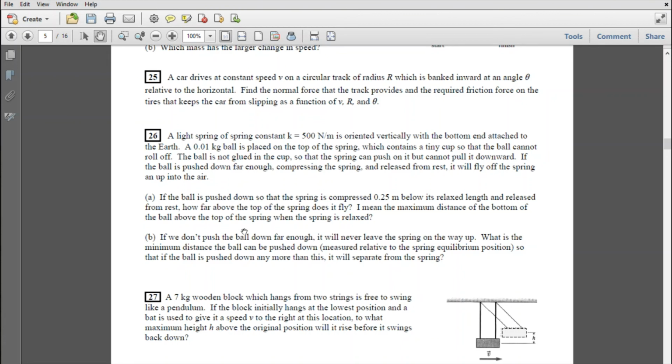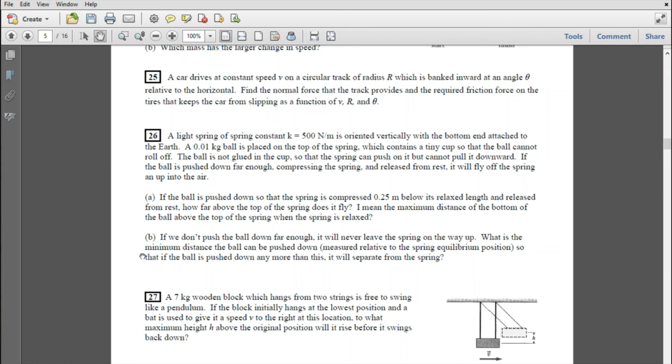If the ball, so I'm looking at A now, if the ball is pushed down so the spring is compressed 1/4 of a meter below its relaxed length and released from rest, how far above the top of the spring does it fly? Okay, so that means relative to what we usually call x equals 0, the spring equilibrium condition, what is the height of the ball above the top of the spring? And B, if we don't push the ball down far enough, it will never leave the spring on the way up. What is the minimum distance the ball can be pushed down so that if the ball is pushed down any more than this, it will separate and fly upward from the spring.